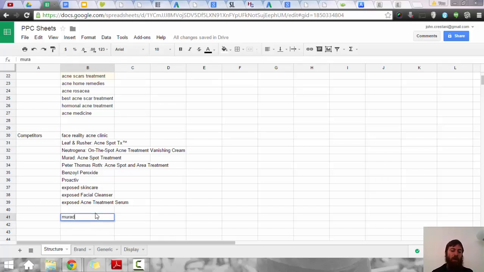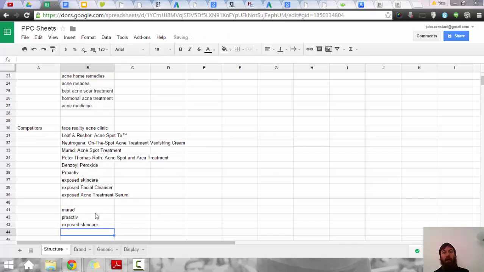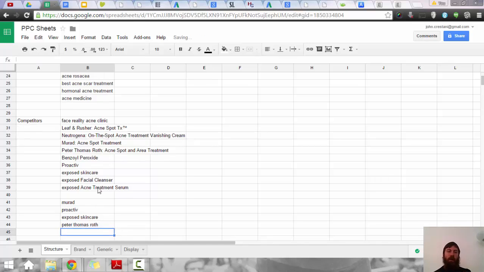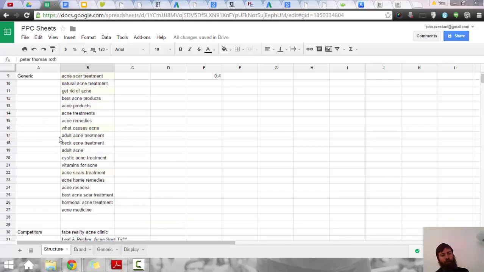And I'm just going to write Murad, Proactive, Exposed Skincare, just to remind myself when I come back to the keyword section. These are going to be, oh yeah, Peter Thomas Roth. These are going to be really important keywords for us to target, and we're probably going to be able to break through and at least start getting our first consistent data back from there.